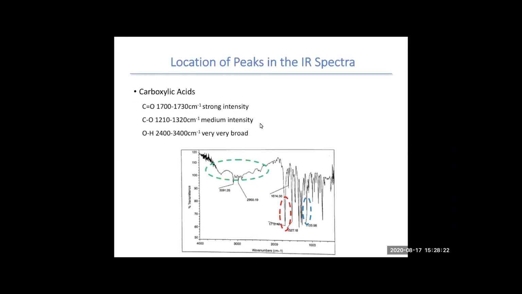Carboxylic acids. We looked at this a little bit in our last lecture. We're going to look a little closer now. Our carboxylic acids tend to be a very easy peak to see. We have our carbonyl peak around 1700 to 1730, and it tends to be a strong peak. The CO peak shows up around 1200 to 1320, and that tends to be a medium intensity peak. I've highlighted that in blue, in the blue dash here.